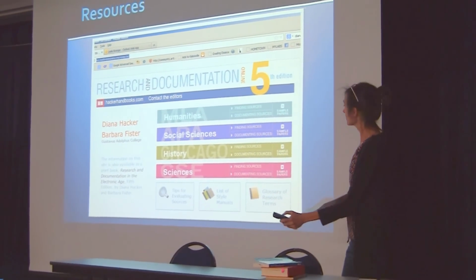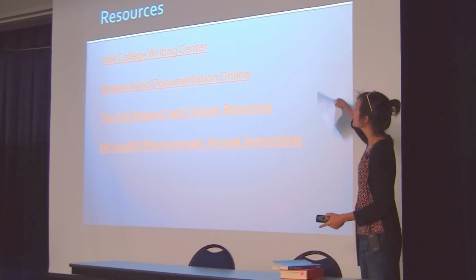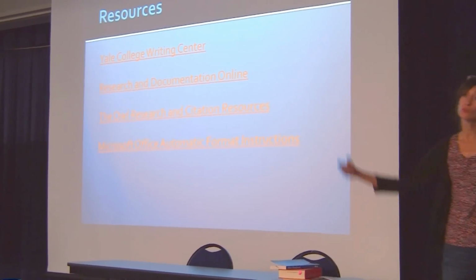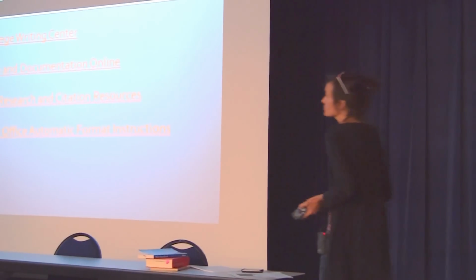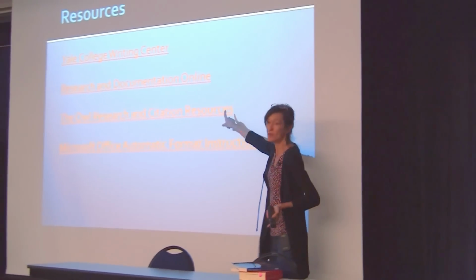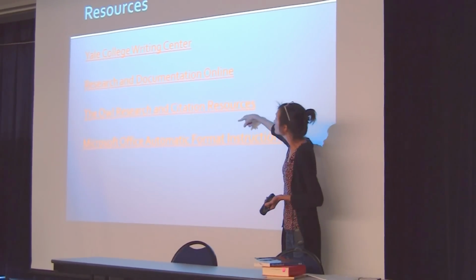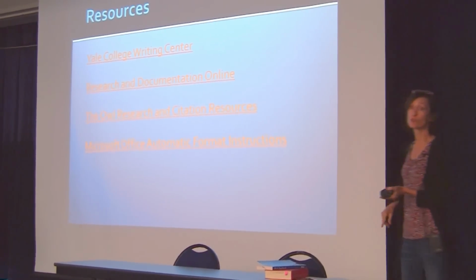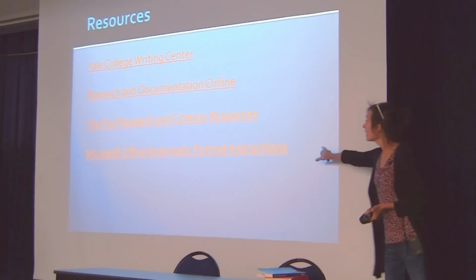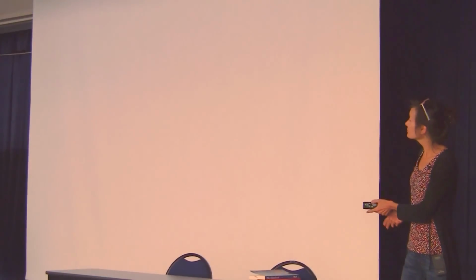Okay. So here's some resources that we can send these to y'all if you want. You probably know about most of them anyway. The OWL is one that Michael and some of us in English use. Research and Documentation Online. The Yale College Writing Center is a really good one. And Microsoft Office Format, and that's all of them.